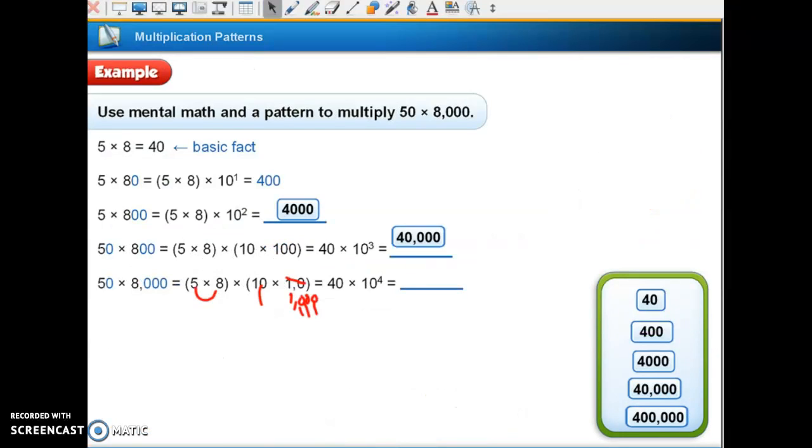Okay, so now we're looking at 50 times 8,000. All right, so now 5 times 8 is 40, and 10 times 1,000 is 10,000, right? So now we have 40. And then we should have 1, 2, 3, 4 more zeros for our exponent. So to multiply 50 times 8,000 is 400,000.